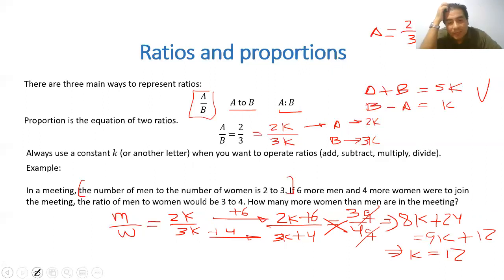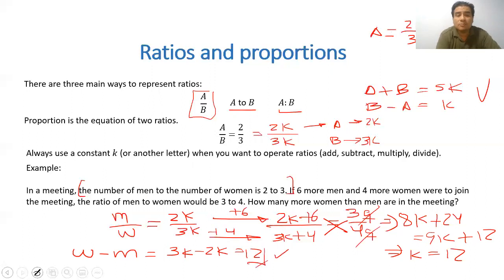Now, how many more women than men are in the meeting? Yes, the difference between women and men, the actual women and men, is just 3K minus 2K, so that is 12. And that's the answer to the question.